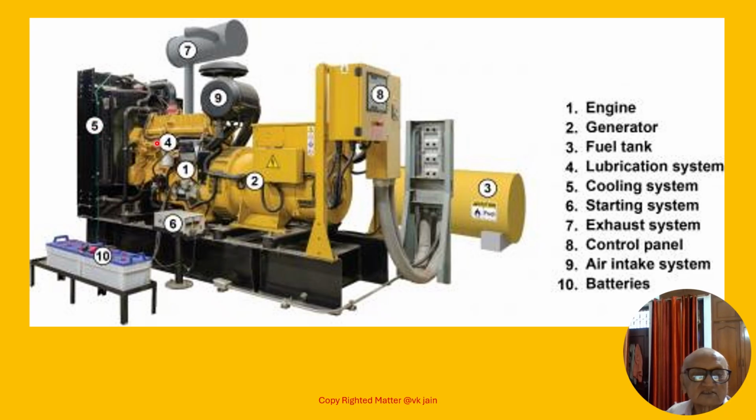Sixth is starting system, here. This is solenoid operated type. Seventh is exhaust system, this one. And this may be very elaborate. Eighth is the control panel here, provided with the diesel generating set. Ninth is air intake, and 10th shows the battery. Battery is a part of a starting system.